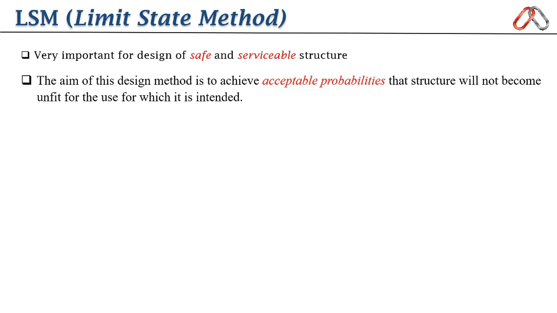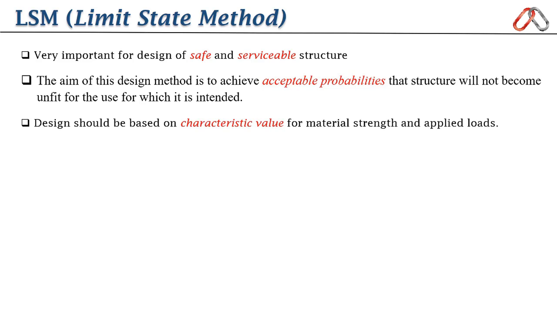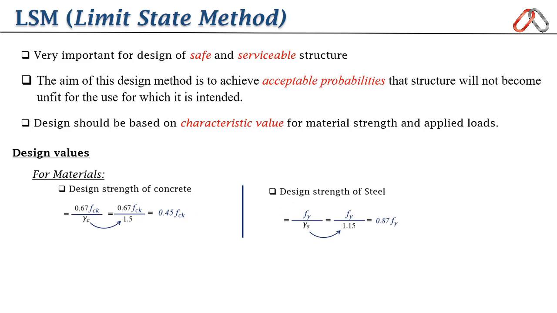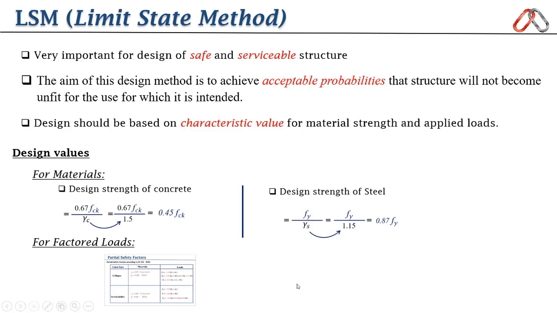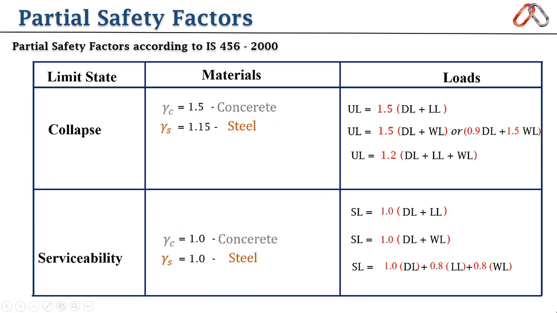To ensure the objective of the limit state method, the IS code recommends that the design should be based on characteristic values for material strength and applied load. Then using these characteristic values, we calculate the design value. For materials, to get the desired design strength, we divide the characteristic strength by the partial safety factor. And for the desired design load, also known as factored load, we multiply the partial safety factor with the characteristic load.